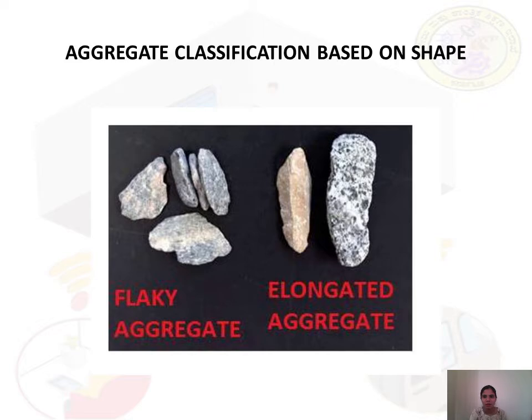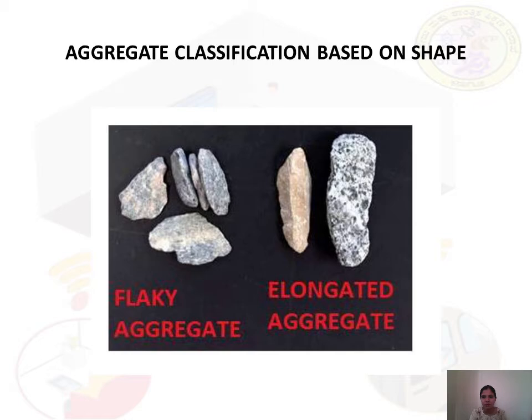Flaky aggregates are just like plate-like particles. One dimension is smaller than the mean dimension, so it is just like a plate. You can see here in the sketch.